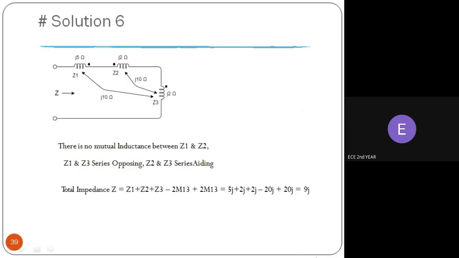So the total impedance is Z equal to Z1 plus Z2 plus Z3 minus 2M13 plus 2M23. Substituting all the values: 5J plus 2J plus 2J, minus 2 into 10J plus 2 into 10J. Minus 20J and plus 20J cancel each other, so the total impedance across the circuit is 9J ohms.